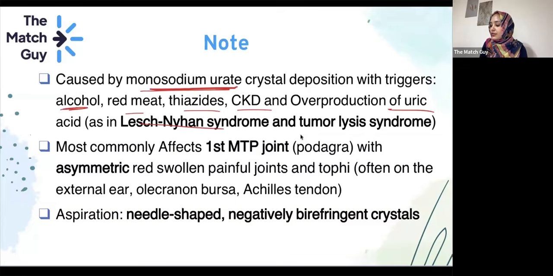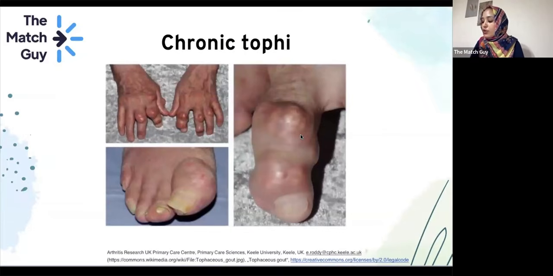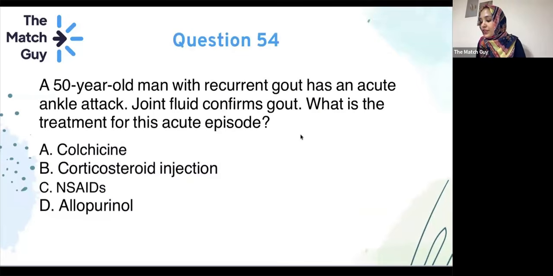Okay, let's check out swollen joints as well as the needle. Let's look at the picture. So this is how it would look. When it's parallel to the polarized light, it's going to be yellow. When it's perpendicular, it's going to be blue. And these are the tophi. Someone else mentioned the tophi. These are how the tophi are going to look.